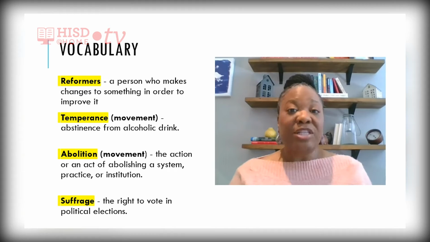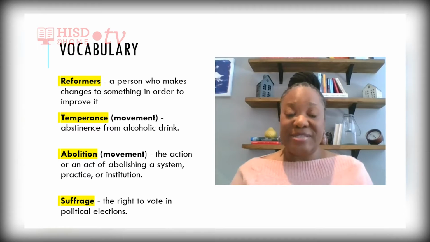Abolition or abolition movement. Abolition is the action or the act of abolishing a system, practice, or institution. In this case, we are talking about the abolition of slavery in the United States. And then the last word is suffrage. Suffrage means that it is the right to vote in political elections.